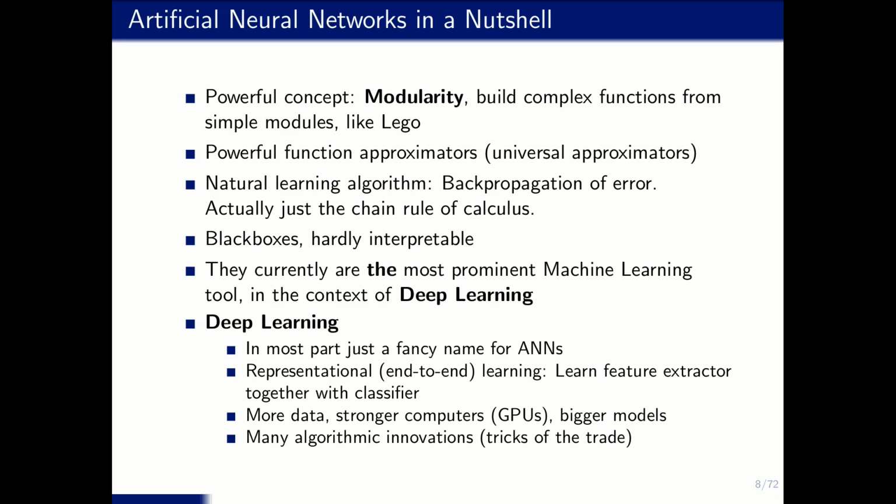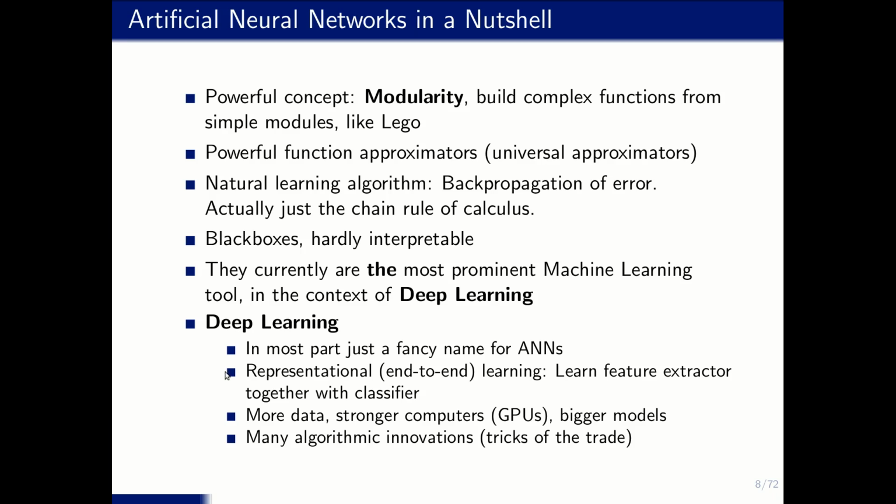Currently, neural networks are the most prominent machine learning tool, in the context of deep learning. You've probably heard about deep learning. Deep learning is actually just a new name for artificial neural networks, essentially a resurrection of them. There are a few new gimmicks, however.